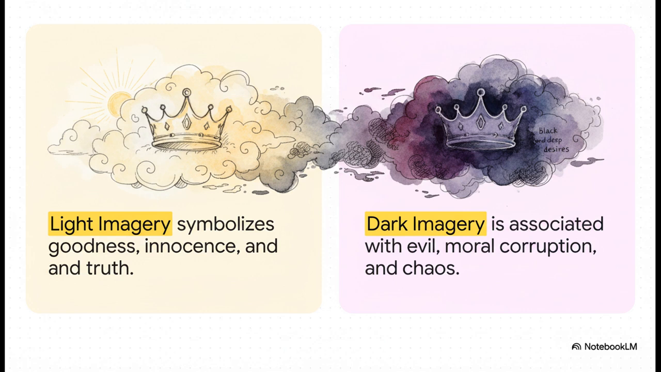Light is almost always used to represent goodness, truth, and the natural order of things. But darkness? Darkness is evil, it's deception, it's the chaos Macbeth unleashes on Scotland. Just think about when he begs the stars to hide their fires so they can't see his black and deep desires. I mean, he is literally asking for darkness to cover up his evil deeds.